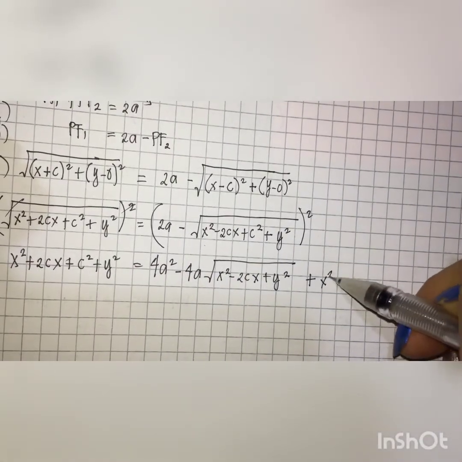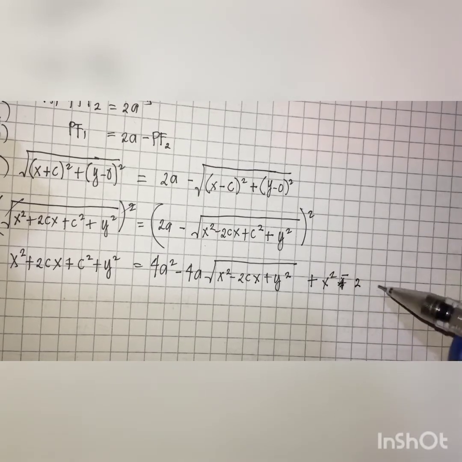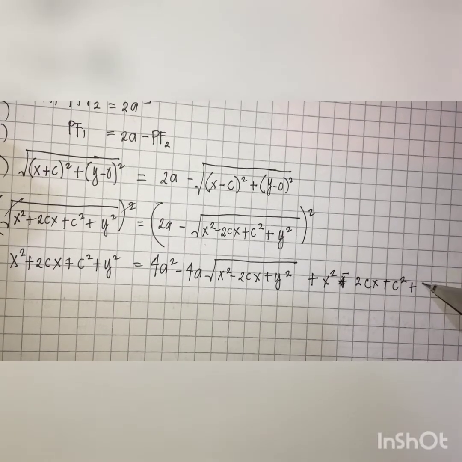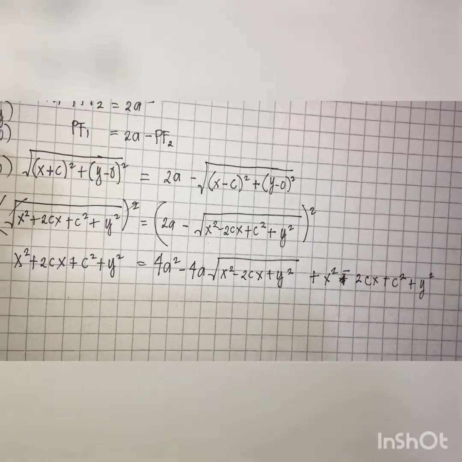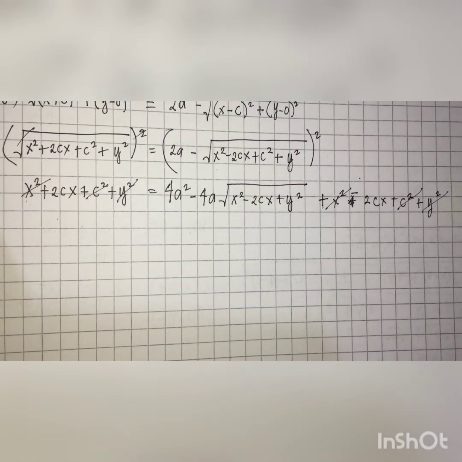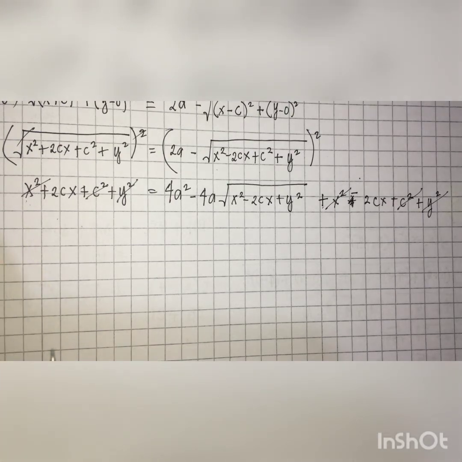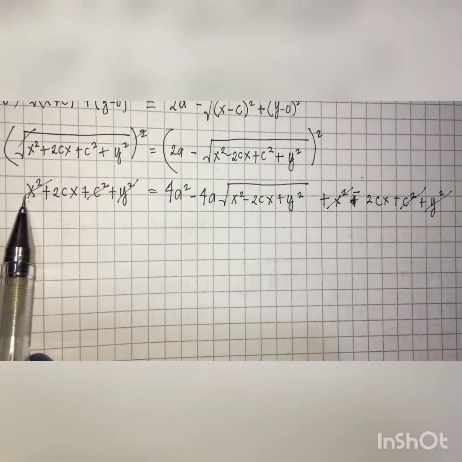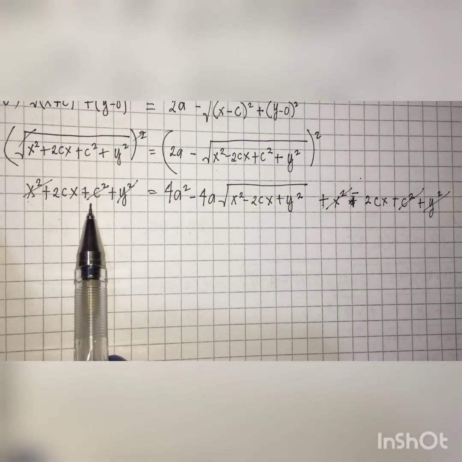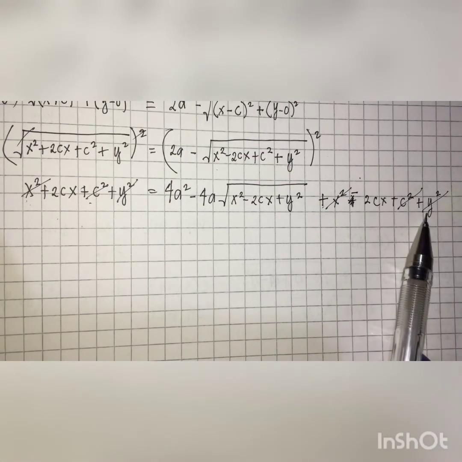Okay, so we have x squared minus 2cx plus c squared plus y squared. Okay, next we will be looking for variables that have the same sign. Okay, so just like this, x squared and x squared, we can cancel this, and also c squared, and then y squared.